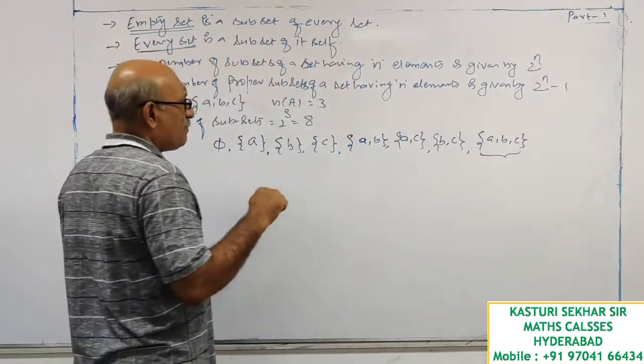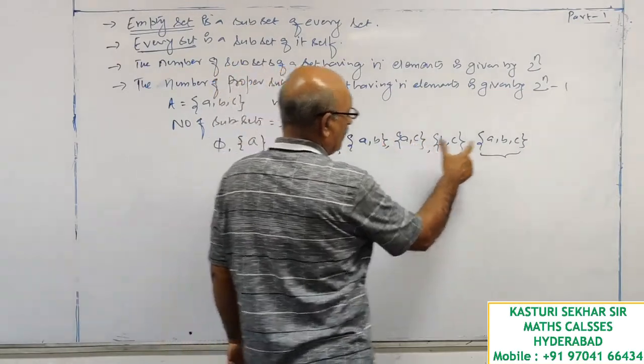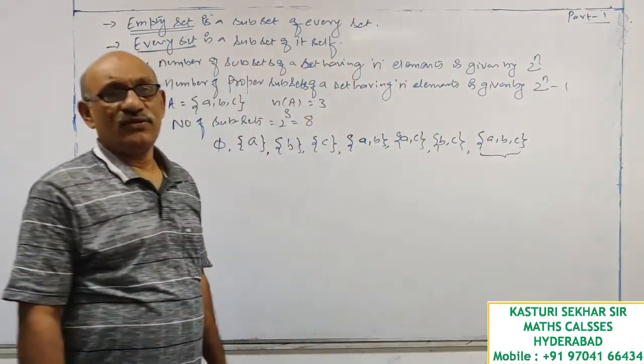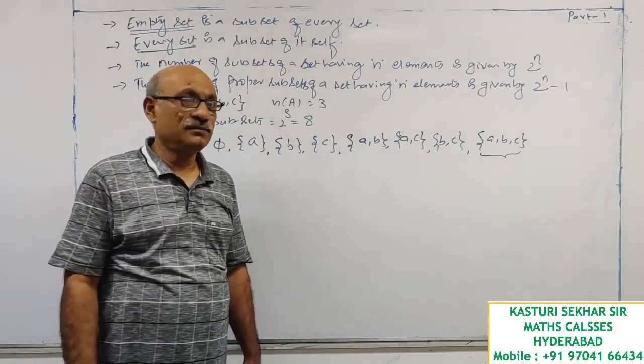Look at it, count the number of subsets. 1, 2, 3, 4, 5, 6, 7, 8. So the total number of subsets we have is 8.